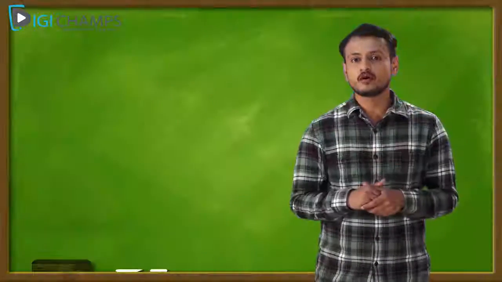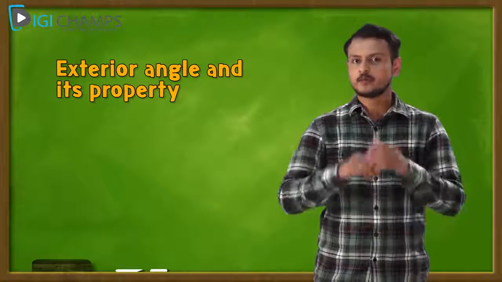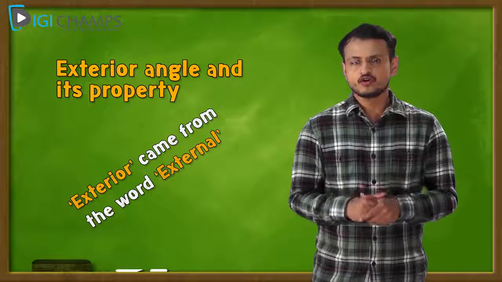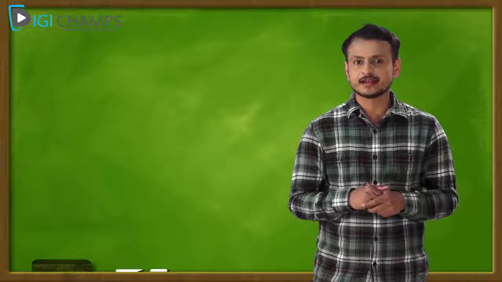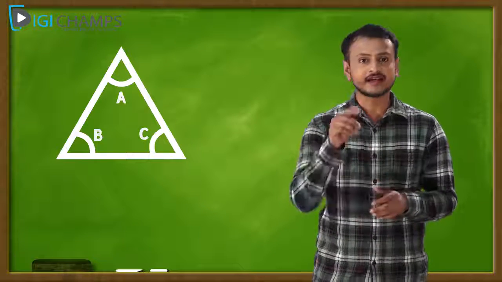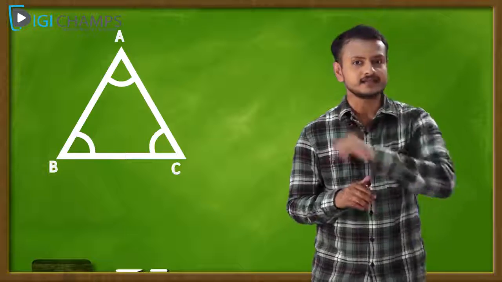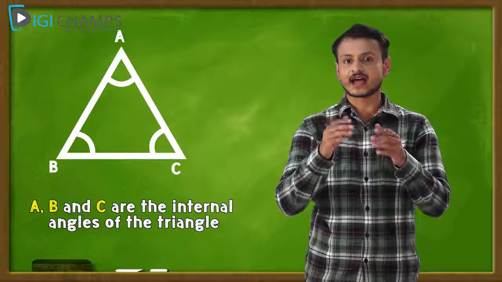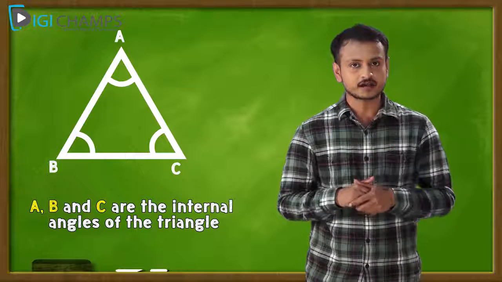Now let us talk about exterior angle and its property. The word exterior came from the word external. So first let us draw a triangle ABC, and generally we first focus on the angles A, B and C. So these are the internal angles of the triangle because these angles are located inside the triangle.